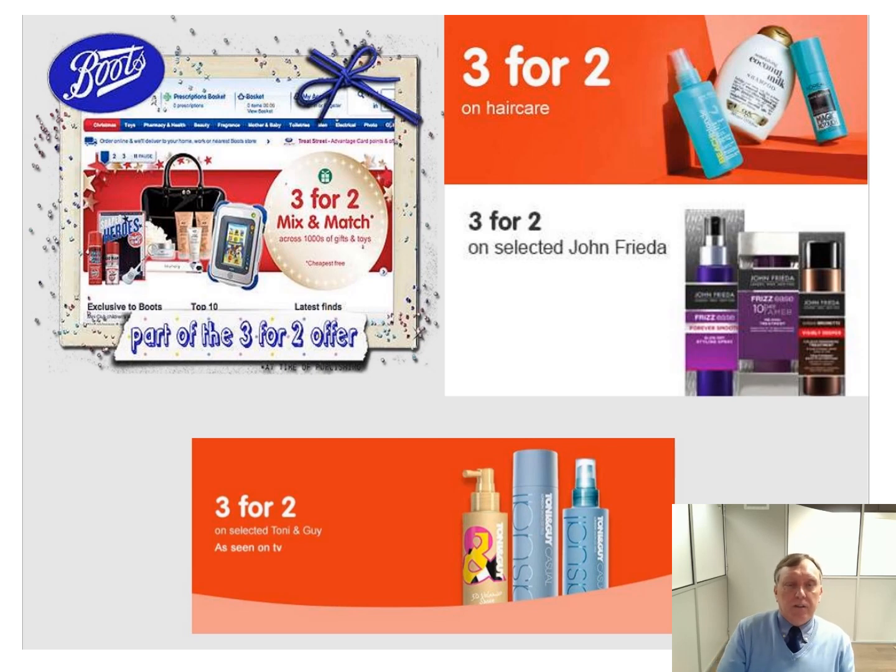So this is basically what they look like. So we can see 3 for 2, mix and match. So that's part of the 3 for 2 offer. 3 for 2 on hair care, 3 for 2 on selected John Frieda products, 3 for 2. So this is what they actually look like, and that's what they decided was the best way to go, and that's what they went with.